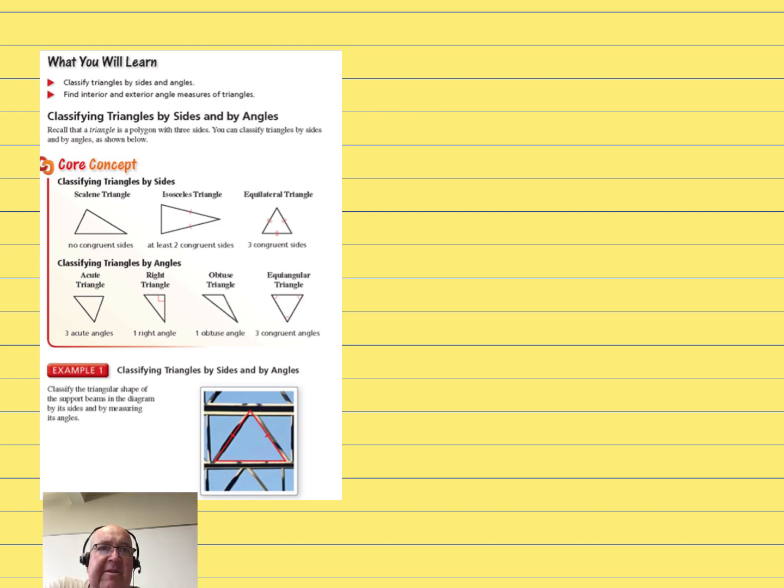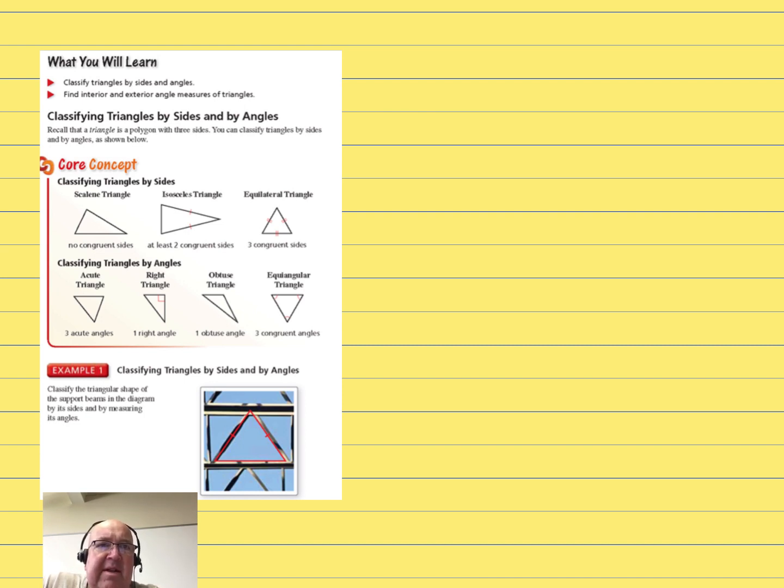You can classify them by their sides. The first is a scalene triangle, which has no sides that are congruent, meaning all the lengths are different. An isosceles triangle has two congruent sides, and an equilateral triangle has all three congruent.